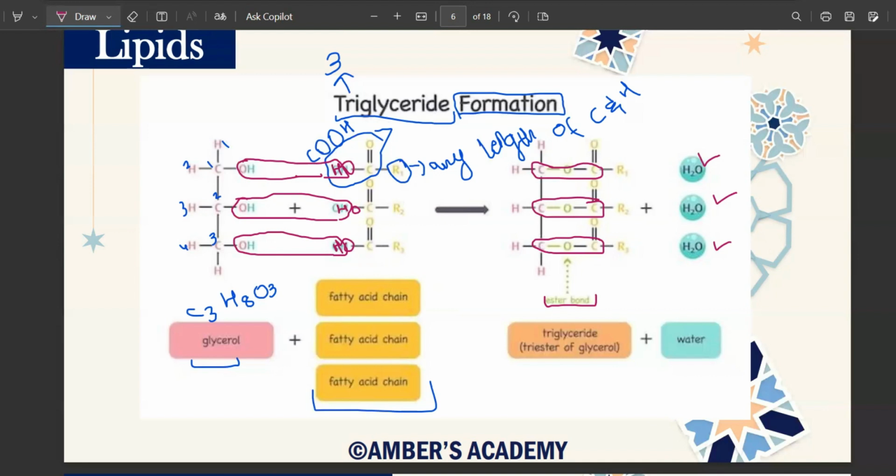कोई और क्वेश्चन, और शैल वी मूव ऑन? समझ आ गई कैसे बनाया ट्राइग्लिसराइड? ऑलराइट, सो नाउ लेट्स मूव ऑन.